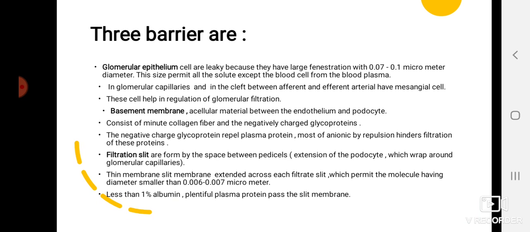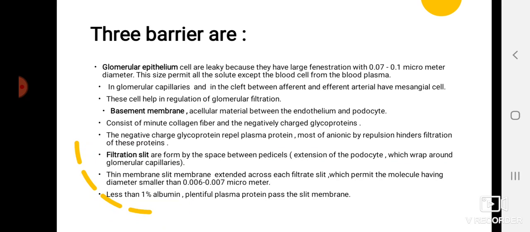First, the glomerular epithelium is leaky in nature, having fenestrations, meaning pores, and the diameter of these pores is 0.07 to 0.1 micrometer. For this reason they are leaky in nature. This size permits all the solutes except the blood cells, which cannot pass. This is the function of this membrane.